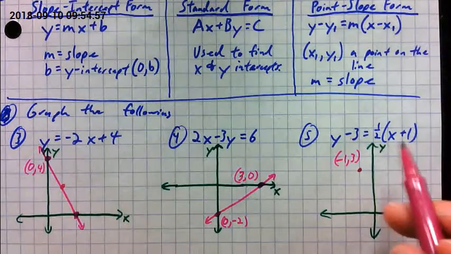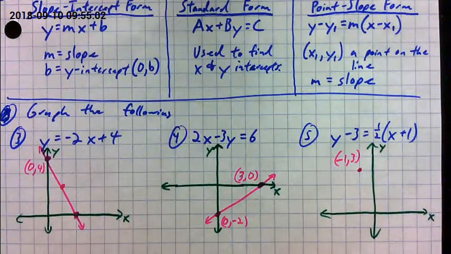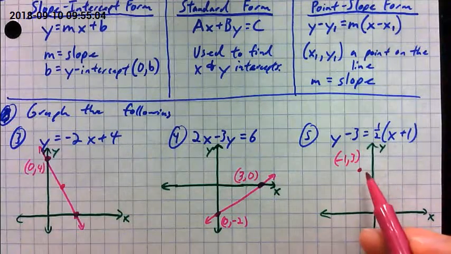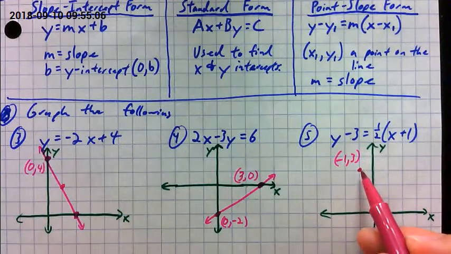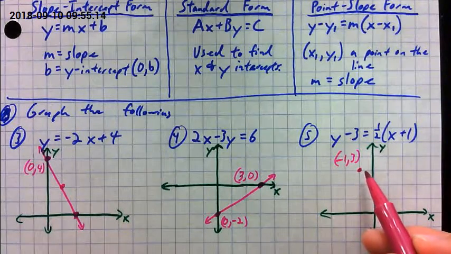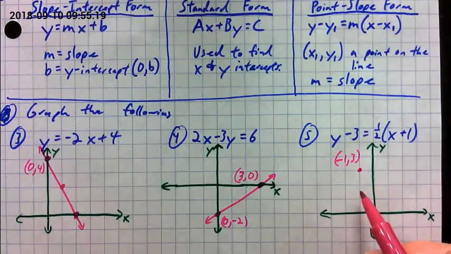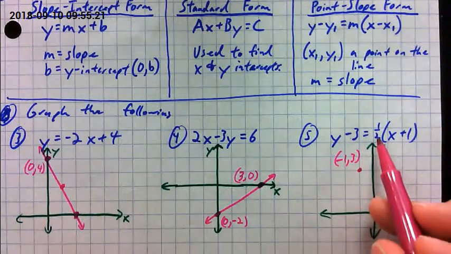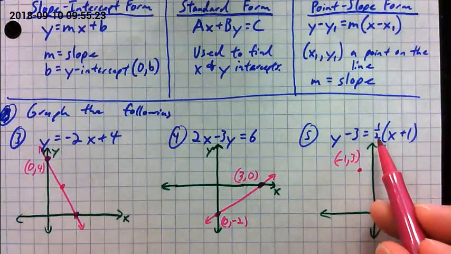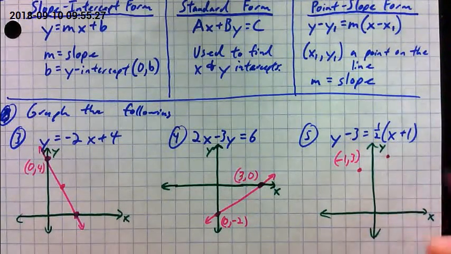Now, the slope that we have is 1/2, 1 over 2. So from this point, I'm going to go where? What direction? Is it down? Oh, I heard up as well. So this one, both of these are positive, right? So I could say up 1 and over 2 to the right.